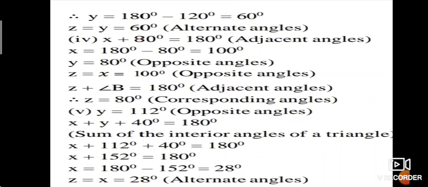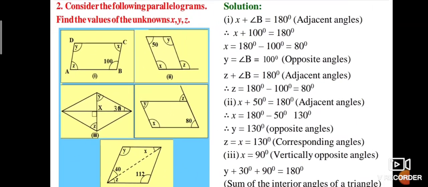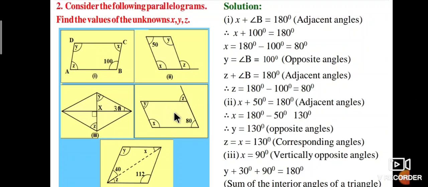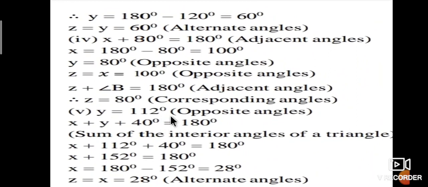Next, in the fourth figure, you have to observe this one. This is the fourth one. Angle 80 plus x is equal to 180. Therefore, x is equal to 100 degrees.